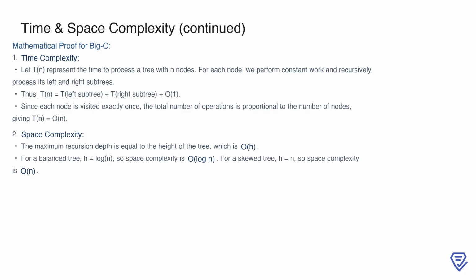For space complexity, the recursion depth is equal to the height of the tree. In a balanced tree, this height is log n, resulting in O(log n) space complexity. In a skewed tree, the height is n, leading to O(n) space complexity. These calculations confirm the algorithm's efficiency in both time and space.